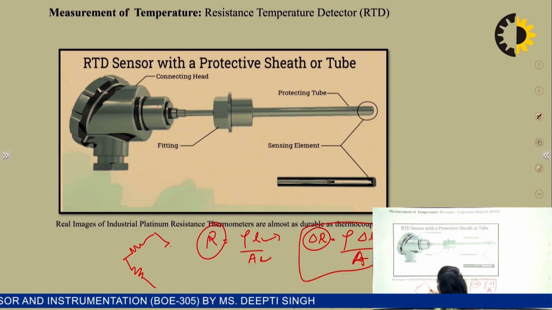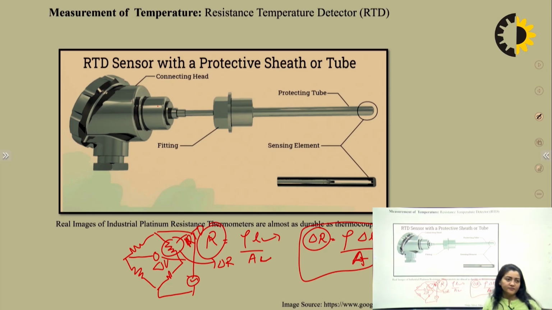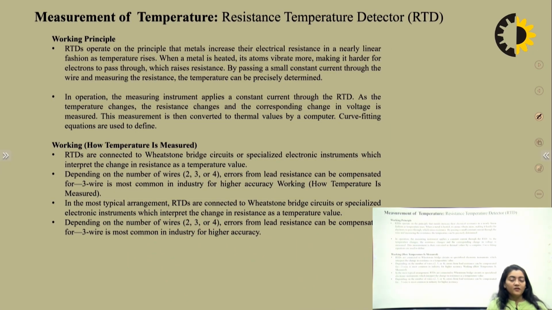In a Wheatstone bridge, if one resistance changes, you can put the RTD here, and due to delta R, there is a change in delta V. So this is how the RTD is used in industry to measure the change in temperature.